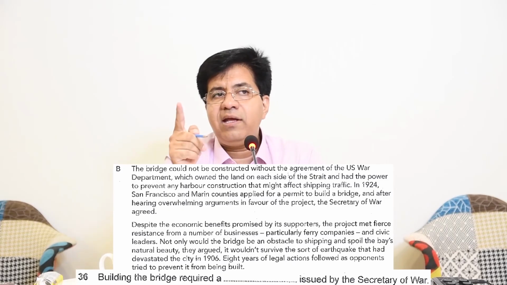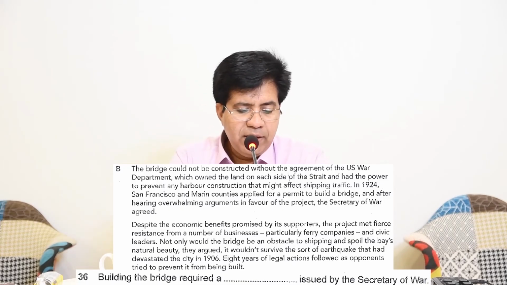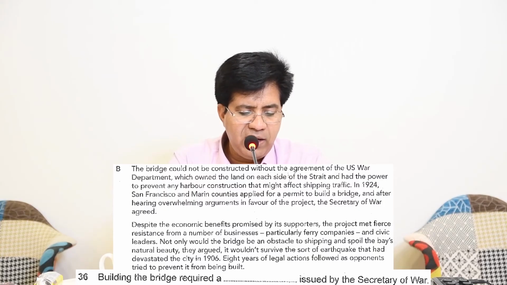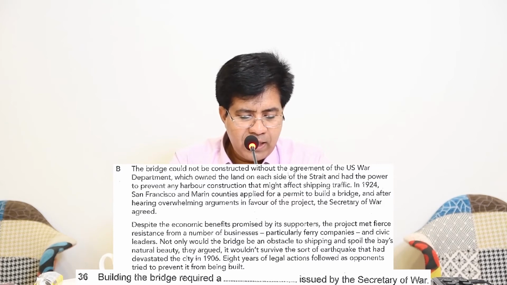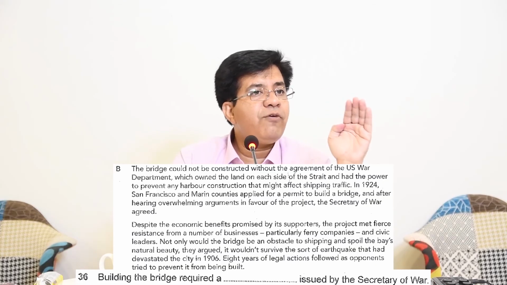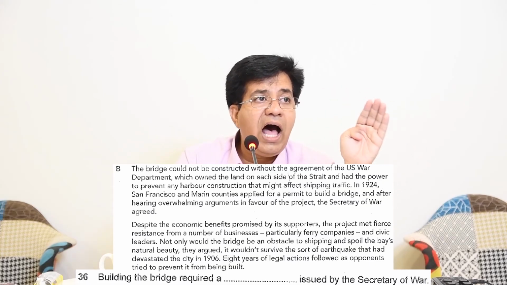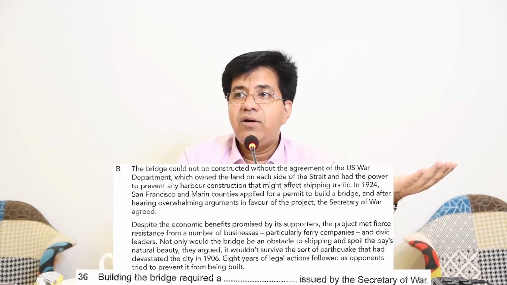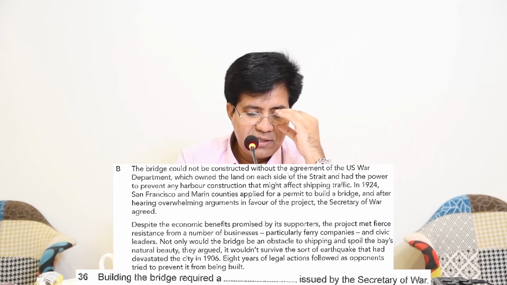Paragraph B. So through scanning, you have reached the right place. The bridge could not be constructed without the agreement of the US War Department, which owned the land on each side of the strait and had the power to prevent any harbor construction that might affect shipping traffic. Let's read on. In 1924, San Francisco and Marin counties applied for a permit to build a bridge. Applied for a permit to build a bridge means they need a permit. Okay, answer is permit. Yes?